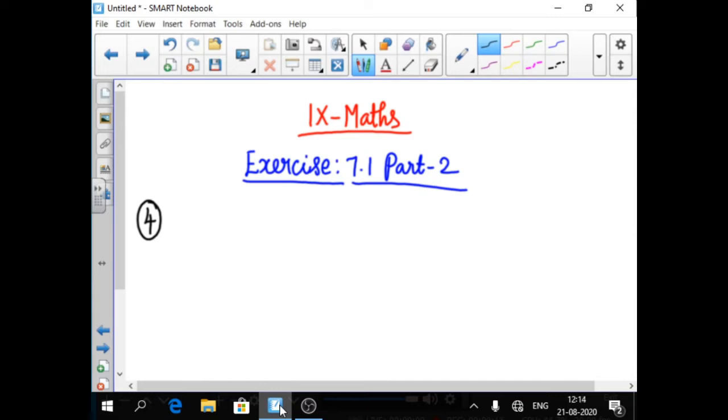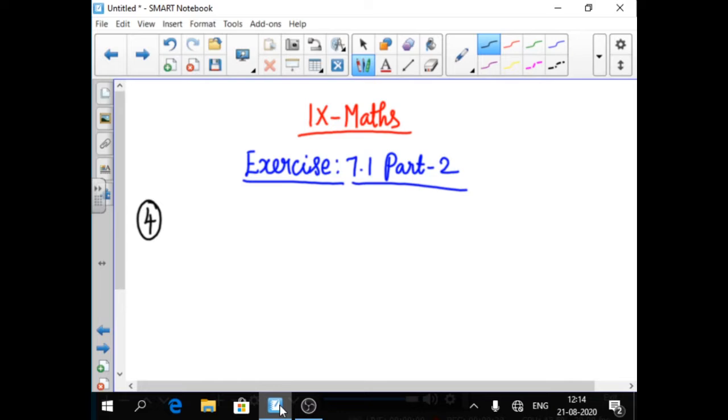Okay. Already we have completed up to question number 3. So today we are going to start from question number 4. The question is, find the area of an equilateral triangle whose perimeter is 180 centimeter. So the perimeter of the equilateral triangle is given. From that we are going to find the area of the equilateral triangle.